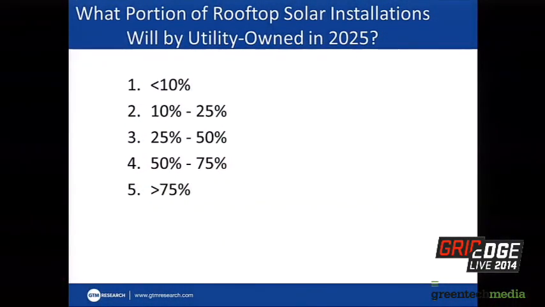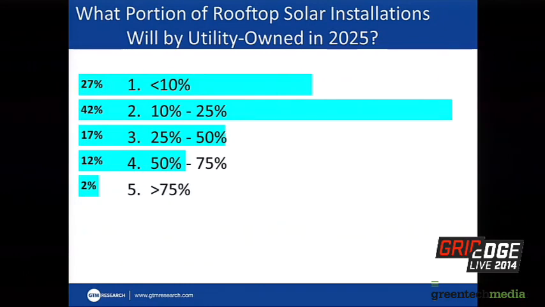Okay, so what portion of the capacity of rooftop solar installations installed in 2025 will be owned by utilities? Voting begins now. Interesting. Okay. Pretty large contingent for less than 10%, which is saying a negligible amount. Most people seem to think a minority share, but something meaningful between 10 and 25%, and then it tails off from there.